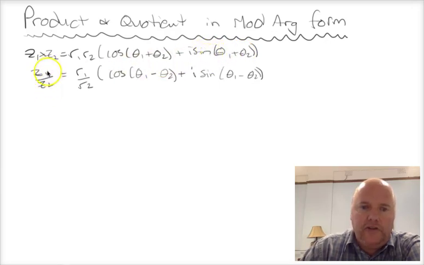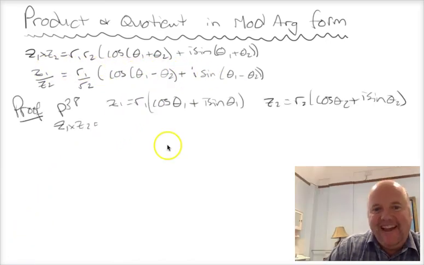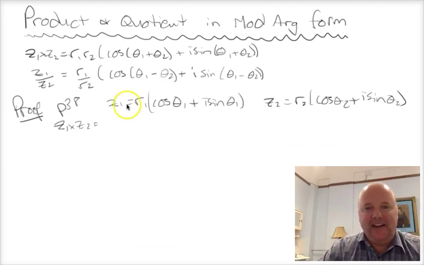If it's a quotient, so it's a division of complex numbers, we divide their moduluses and we subtract their arguments. Be careful, you always put the argument of the first complex number first when you subtract, because then you'll get a different answer. Okay, so what I'm going to do is multiply two complex numbers together.